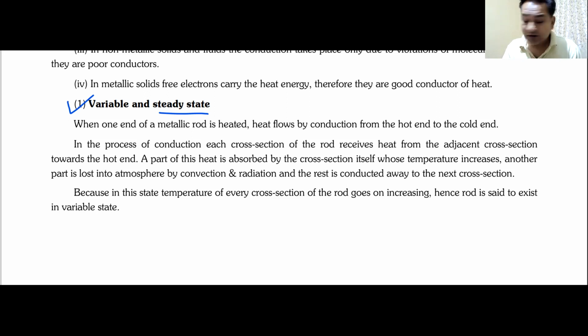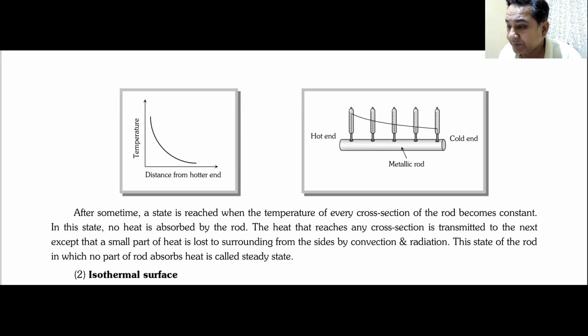Now, this is how the graph looks like. Is this a graph of temperature of variable state or is it a graph of steady state? Tell me. Variable state, because for a steady state, the temperature gradient must be the same, constant. Right? So, this is how questions are framed, and that is how you must understand how to do this.